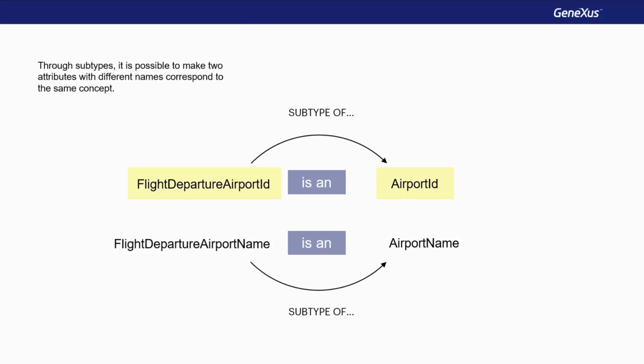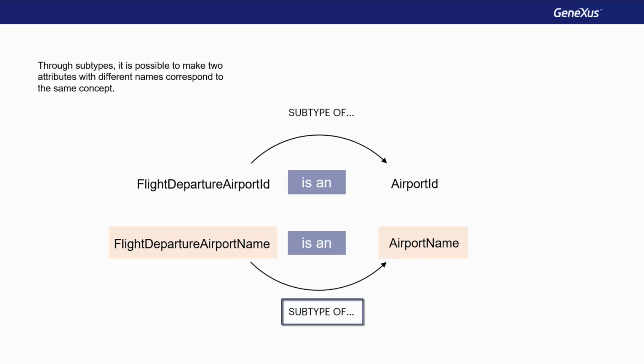When an attribute has a name different from another attribute already defined, and they both represent the same concept, we can inform Genexus that the new attribute is a subtype of the other attribute. From that moment on, to Genexus, they will be exactly the same thing. So, Genexus will consider the attribute flight departure airport ID just as if it was an airport ID. That is, it will identify it as foreign key in the flight transaction.